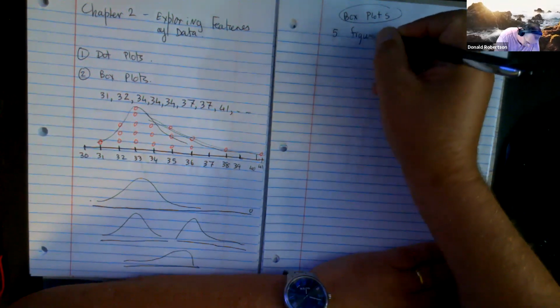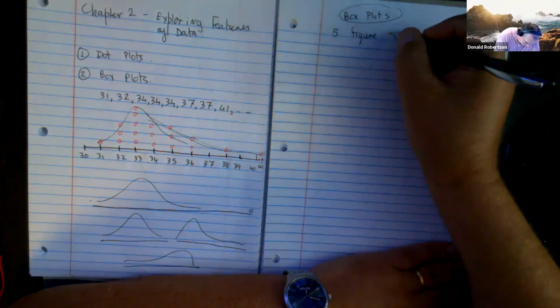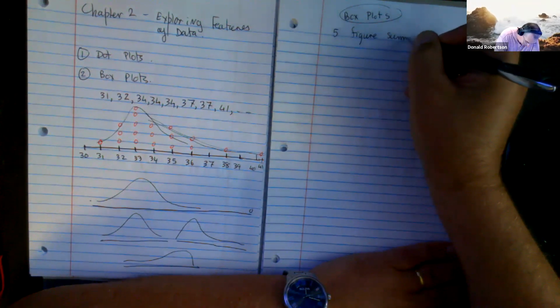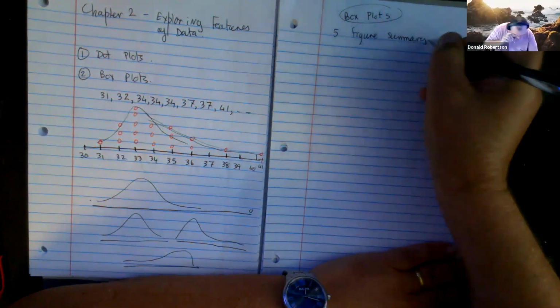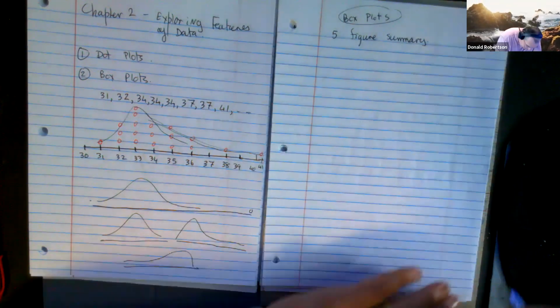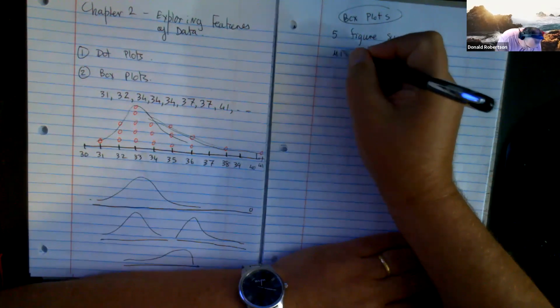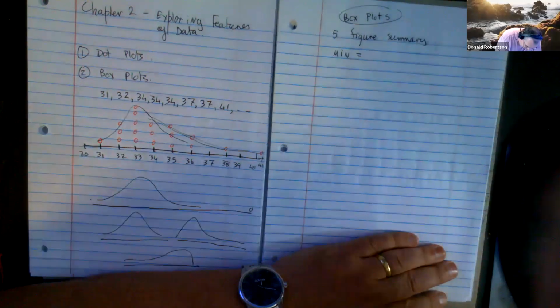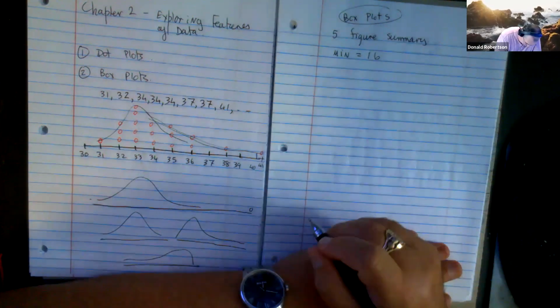And what we do is we use the numbers from a five-figure summary to help create this shape called a box plot. So let's suppose I had some data and it was the ages of students in the class, and I had a 16-year-old, that was the youngest I had.